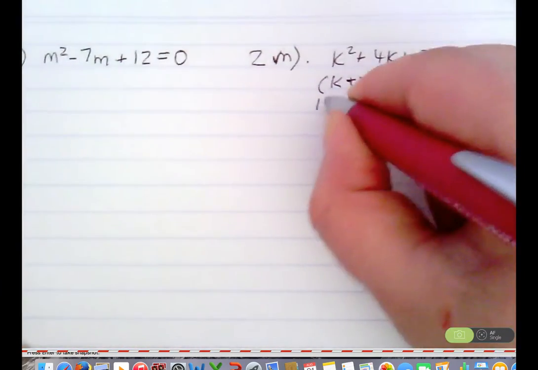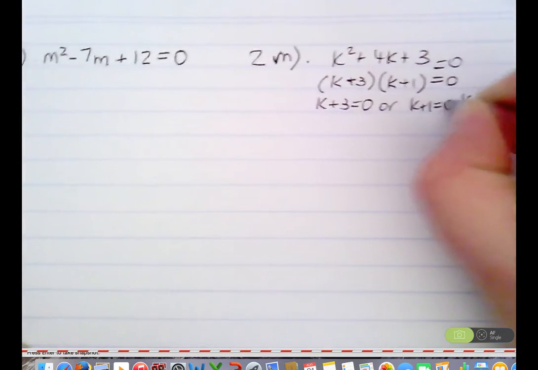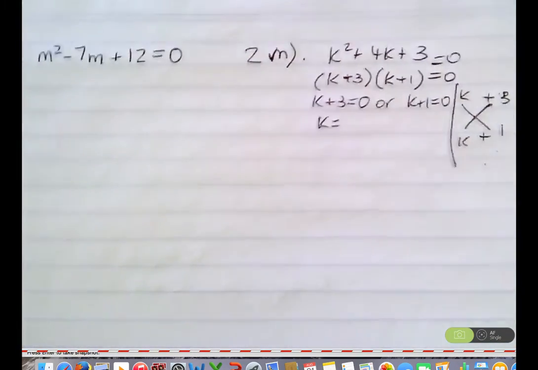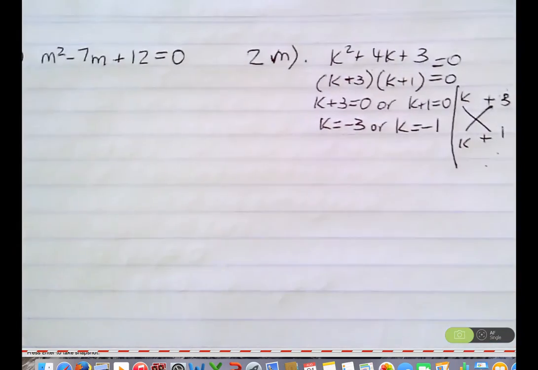So therefore, what have we got? k plus 3 is 0 or k plus 1 is 0. Therefore, k is what? Negative 3 or k is negative 1.